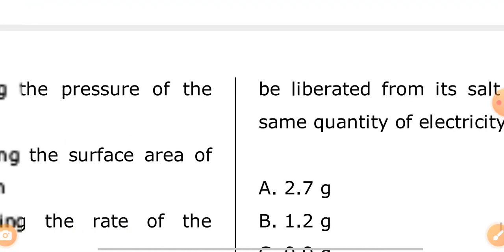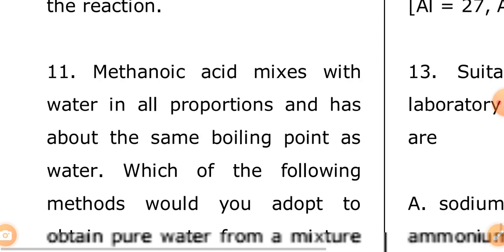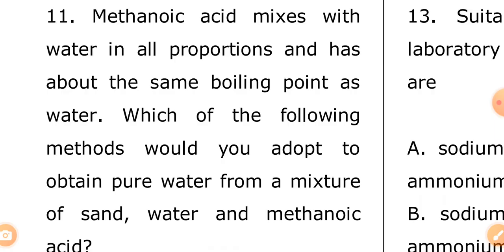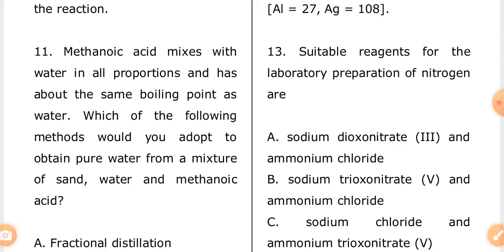Okay, let's look at number 11. This one is a bit big, but let's look at it. Methanoic acid mixes with water in all proportions. I want you to pay attention. Methanoic acid mixes with water in all proportions and has about the same boiling point as water. Which of the following methods would you adopt to obtain pure water from a mixture of sand, water, and methanoic acid? This one, you should study in the topic separation techniques.